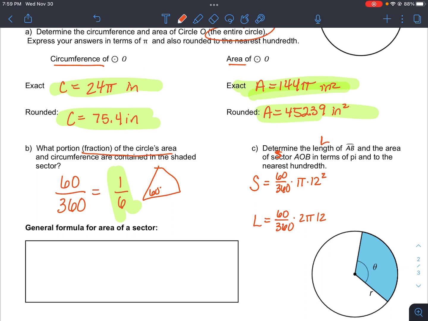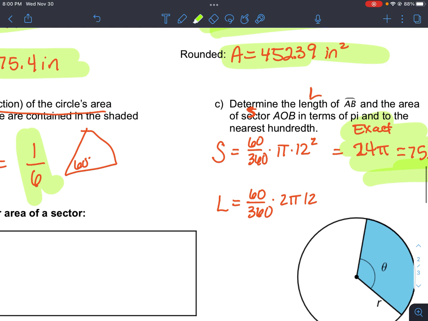All right, if you're going to do exact, you're going to type in everything except the pi button. So for the sector, I do 60 divided by 360 times 12 squared. And I will get, for an exact answer, 24 pi. Rounded to the hundredth, if I do 24 times pi, I get about 75.4. Okay, so this is how much area is in just that piece, and it's a coincidence that it is the same as the circumference as well. That's just how the numbers work out.